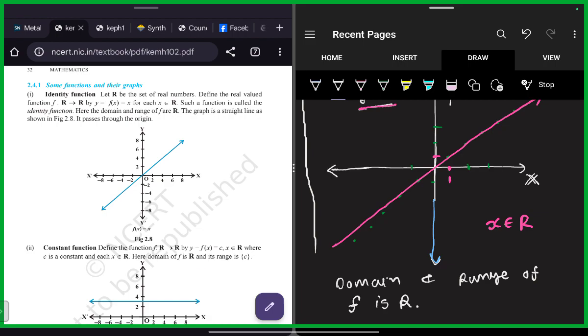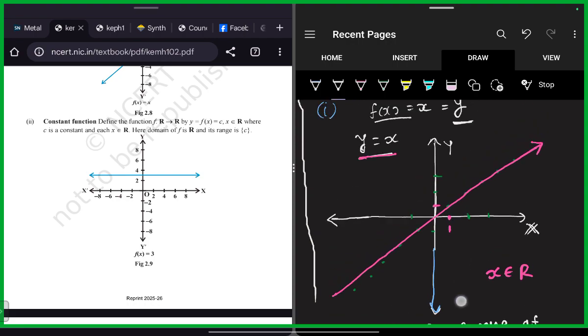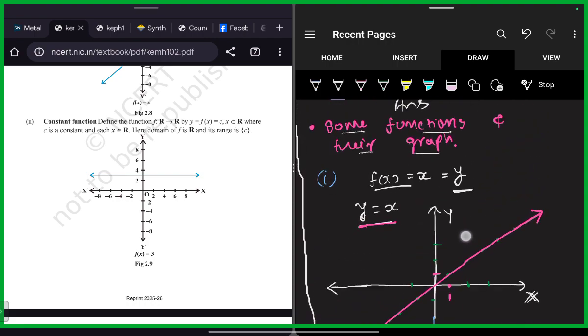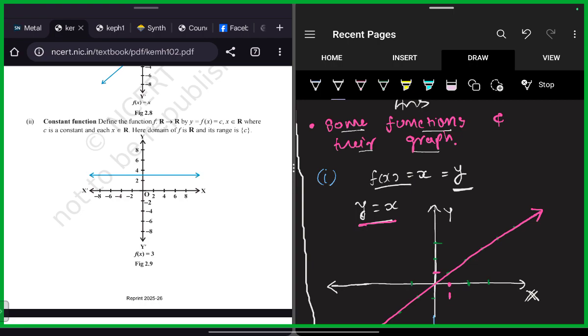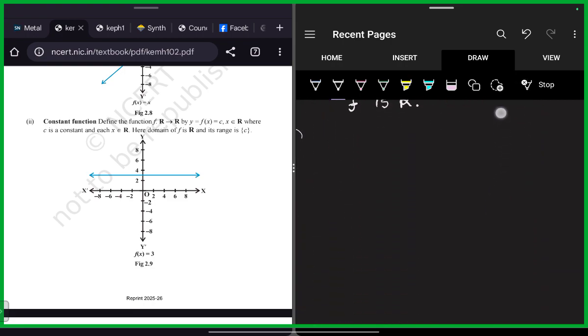Now let's move on to the second graph, that is the constant function. Right now our topic is some functions and their graphs. We just discussed the graph of the function f of x is equal to x, and that turned out to be a linear graph, right? A straight line which is passing through the origin. Yes or no? Good.